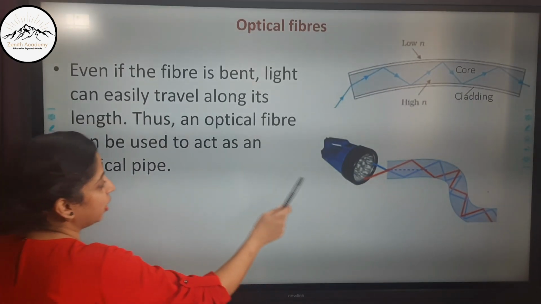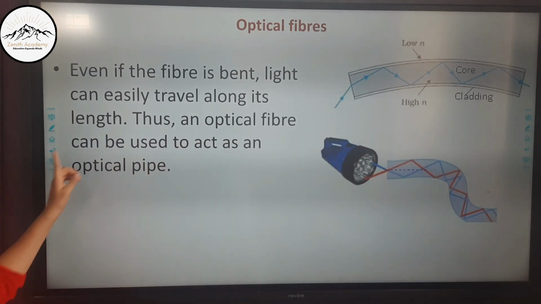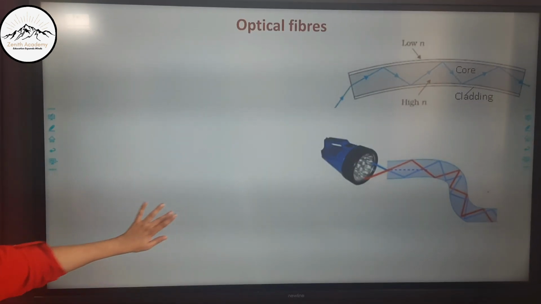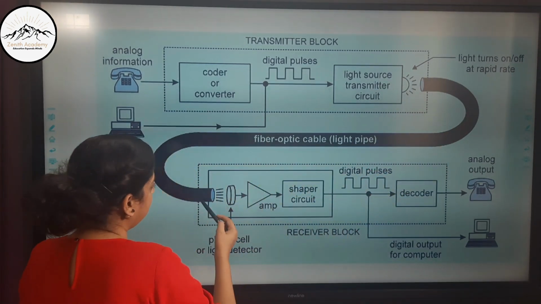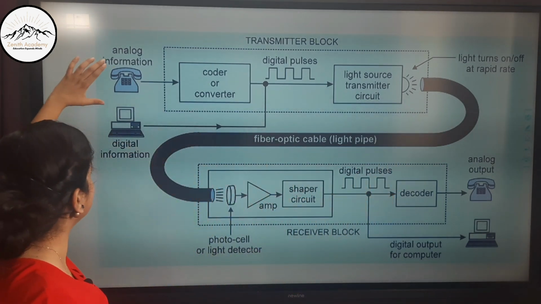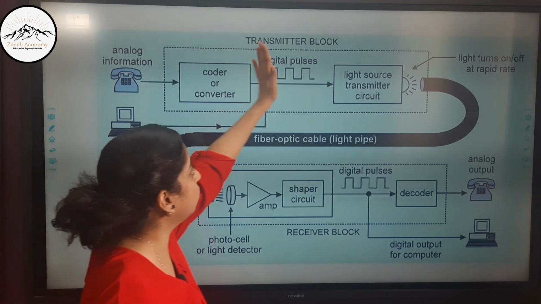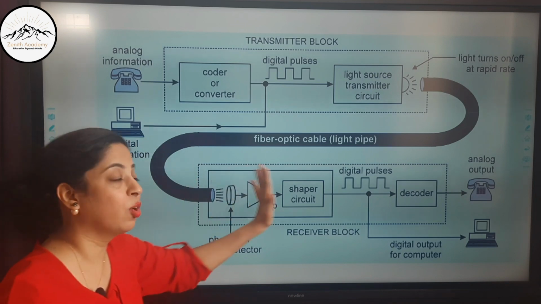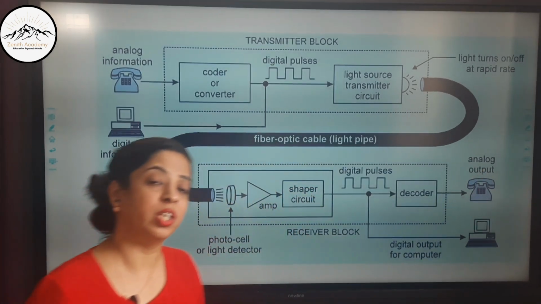Now, even if the fiber is bent, you can see here the fiber is bent. Even if the fiber is bent, light can easily travel along its length. Thus, an optical fiber can be used to act as an optical pipe. So here you can see this is an optical fiber cable. Can you see the fiber cable here? So what is it doing? It is transmitting this. See, there is analog information and digital information. Any type of input information is sent to the transmitter. From the transmitter over long distances through this optical fiber, it goes to the receiver block, and we are able to receive the output, the analog output or the digital output.